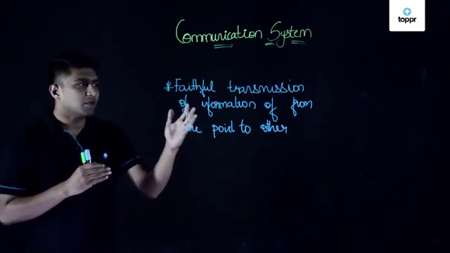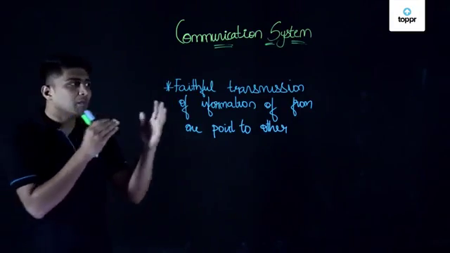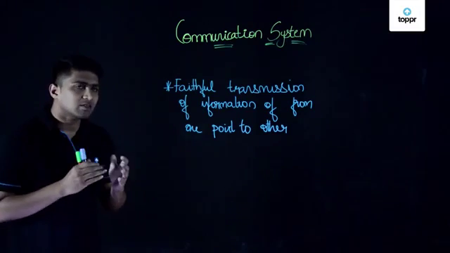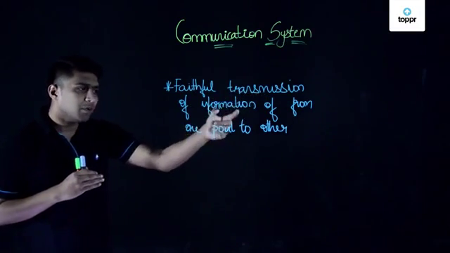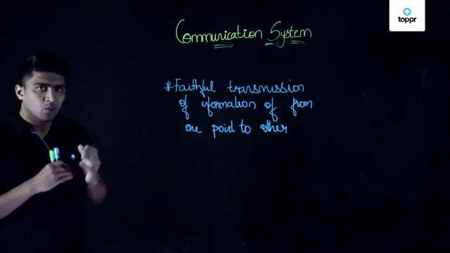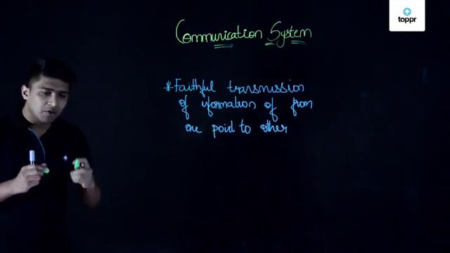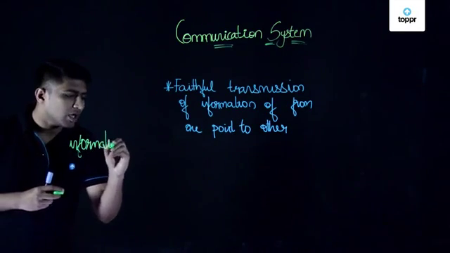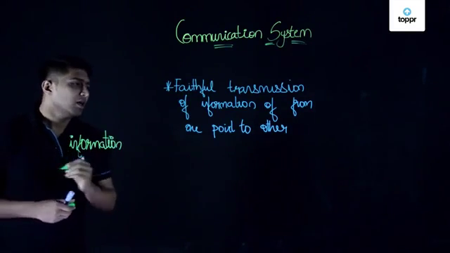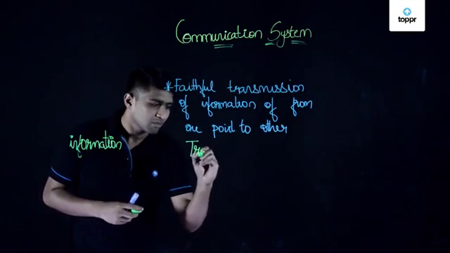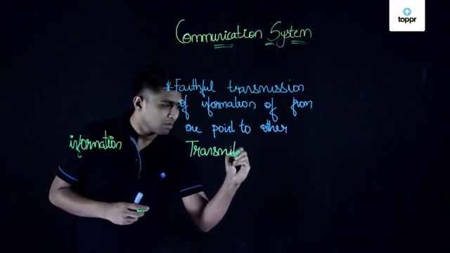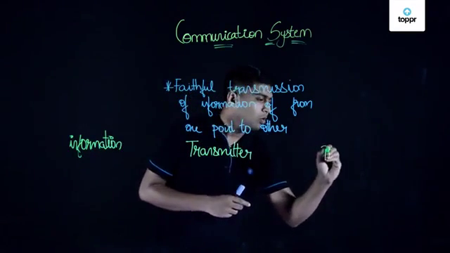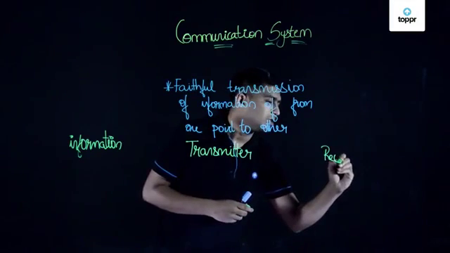Now take a look at this definition of communication system. What are you able to understand? By taking a close look at the definition, you can understand that we are transferring information from one point to another, which means we will be transferring information. In order to transfer information, we need a transmitter and there will be a receiver who will be receiving the transmitted information.